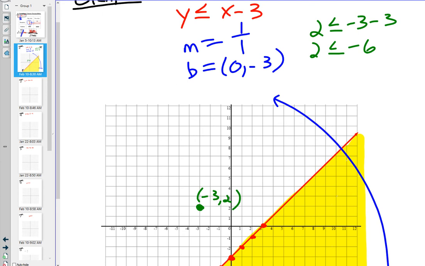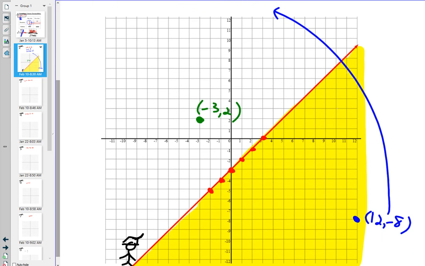I was actually surprised last period, somebody on their own, without me telling them to, brought up an interesting point. I just mentioned to you what happens if you pick a point in the shaded region. I talked to you about what happens if you pick a point on the non-shaded region.